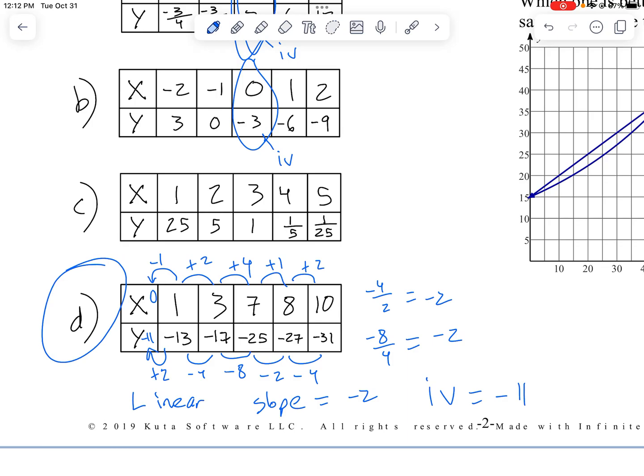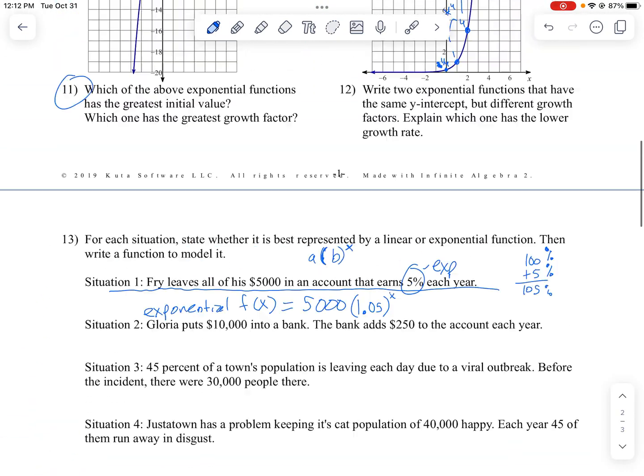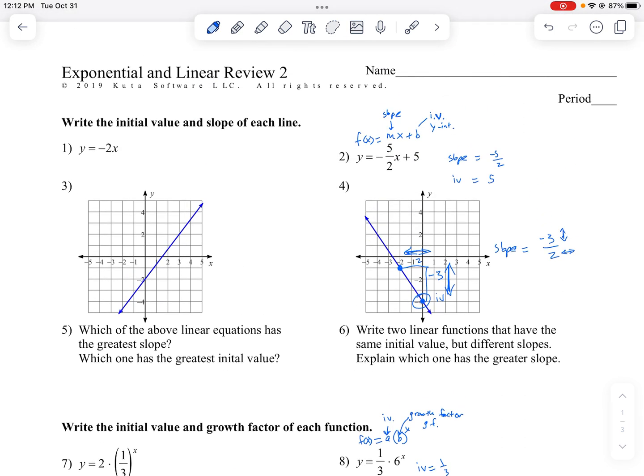So there you go. Sometimes the table's a little bit tricky, but you can figure it out. You just get used to it. And that's what's going on in the review. Lots of different problems. Get initial value, get slope, and get initial value, get growth factor. You just got to get really used to those things.